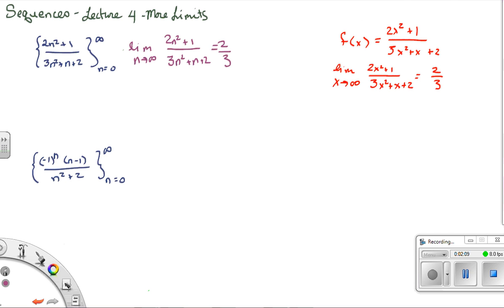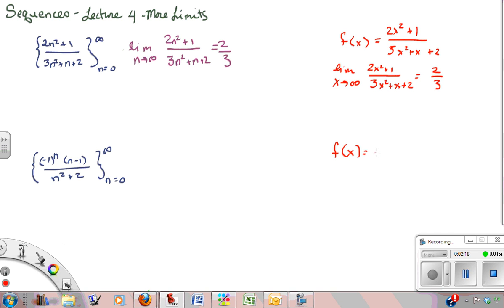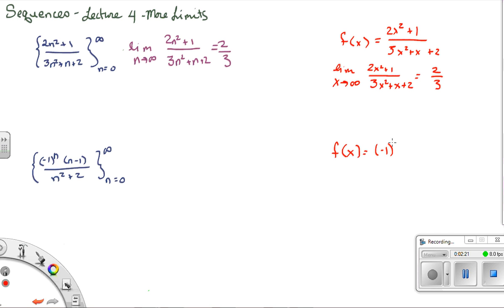Now the reason I'm making a big deal of this function f of x is we have to be a little bit careful here. If I try to find this function, we have an issue. F of x equals -1 to the x times x minus 1 over x squared plus 2. What's the issue? Does anybody see what the issue is? I'll give you just a moment. Anybody get it? Yeah, it's that -1 to the x.